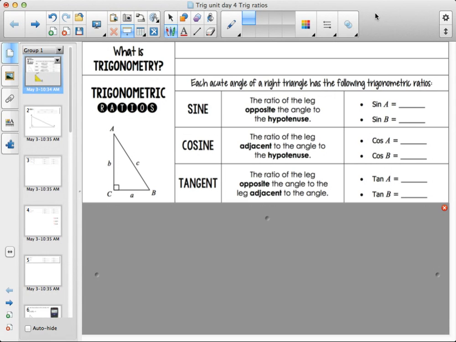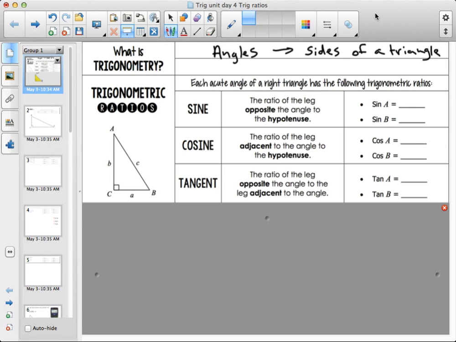So the first thing we're going to talk about is what exactly is trigonometry. We've been talking a lot about triangles and the angles in triangles and how angles can affect the sides of triangles. So really, trigonometry is a study of all of that. It's a study of how the angles of a triangle are going to affect the sides of a triangle. So really just a triangle study, a study of the measurements of triangles.